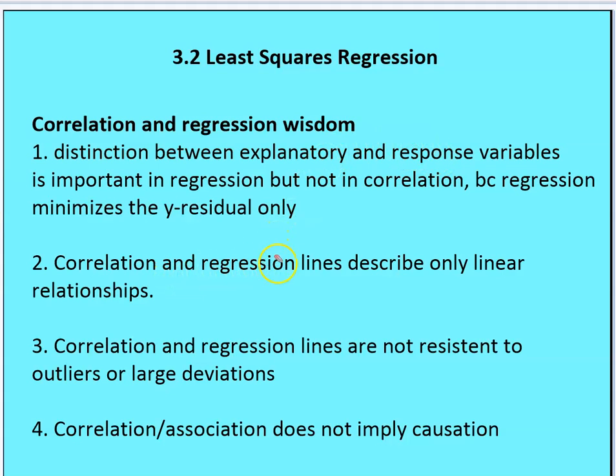So correlation and regression lines describe only linear relationships, so please keep that in mind. Correlation and regression lines are not resistant to outliers or large deviations, so that's going to affect, of course, the mean values. We saw that when we compared mean and median. And then, of course, correlation and association does not imply causation, and we recall that discussion from a previous chapter.